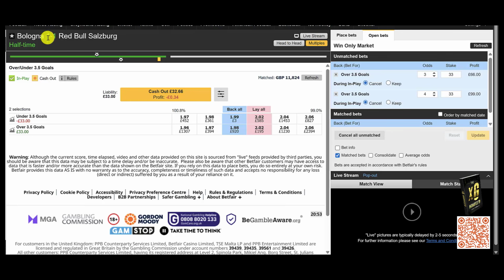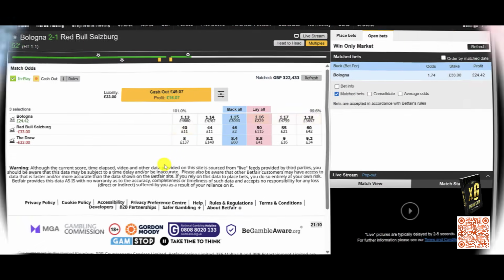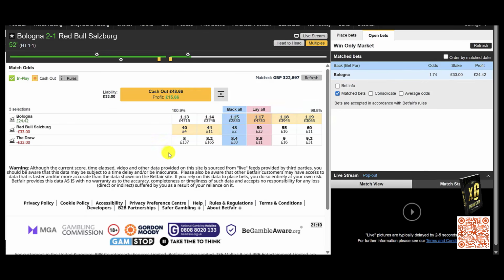It's half-time. Bologna 1, Red Bull Salzburg 1. 51 minutes on the clock, and the goals that we were expecting have arrived, and they've gone in the way that we were expecting also. So they've arrived pretty promptly. As said, when we're expecting goals, we just don't know what time it's going to arrive. Sometimes it will arrive right away. It's like a London bus. Anyway, Bologna 2, Red Bull Salzburg 1.